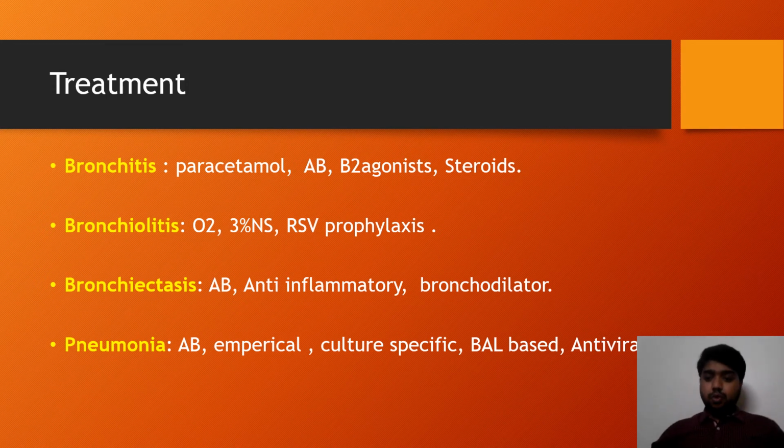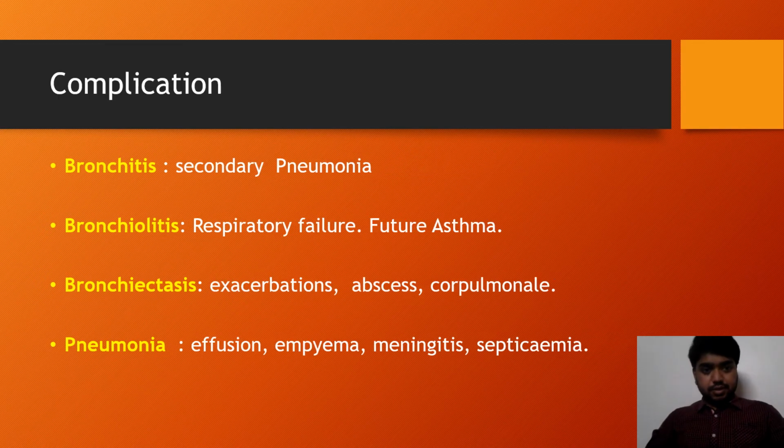Coming to pneumonia, antibiotics are a must most of the time when it is bacterial. If it is viral, there is definitely no need for antibacterials. You can go for antivirals if available. And treatment is culture specific most of the time. You send a culture, and especially if the child is ventilated, the sample is taken either bronchoscopically or through suction. The culture is specific, and there are different criteria for that.